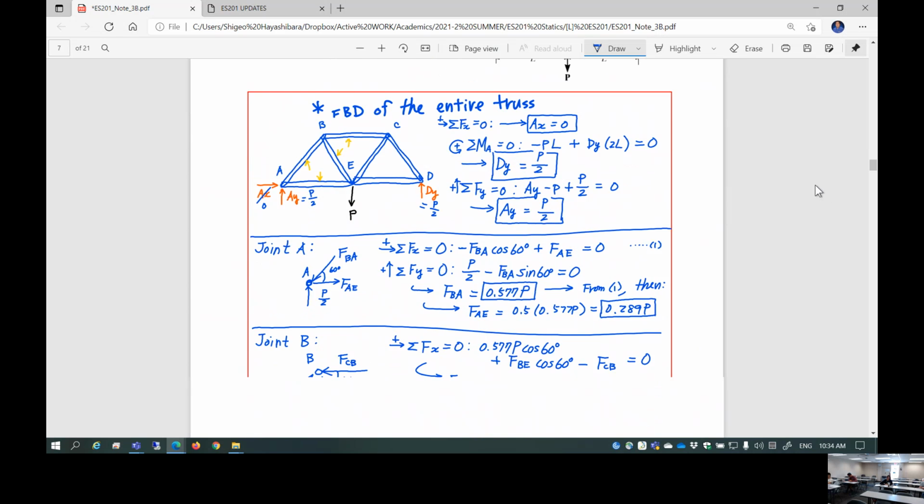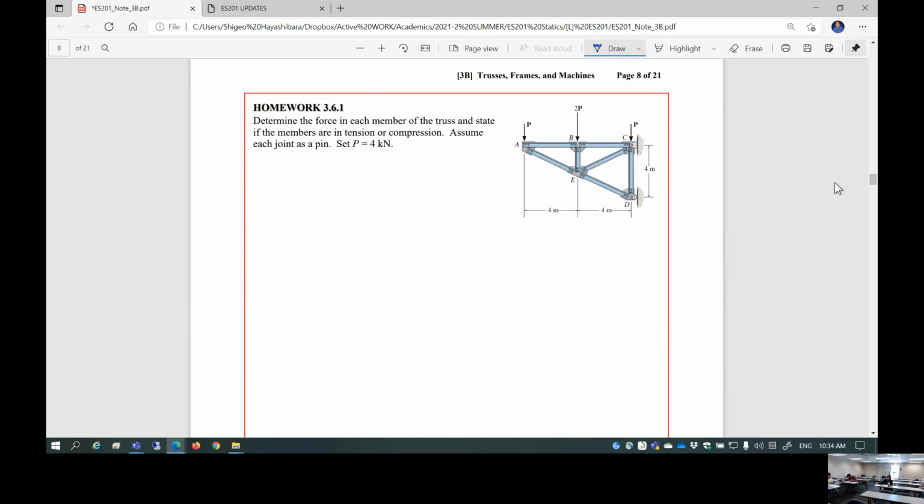Okay. So next page is our homework. Holy cow. Homework 361. Determine the force in each member of the truss and state if the members are in tension or compression. Assume each joint as a pin. Although this is a gusset plate, it's a pin. P is 4 kilonewton. So this is the same exact procedure. First of all, you have to find the support reactions at C and D. 2 unknowns in C, 1 unknown in D.